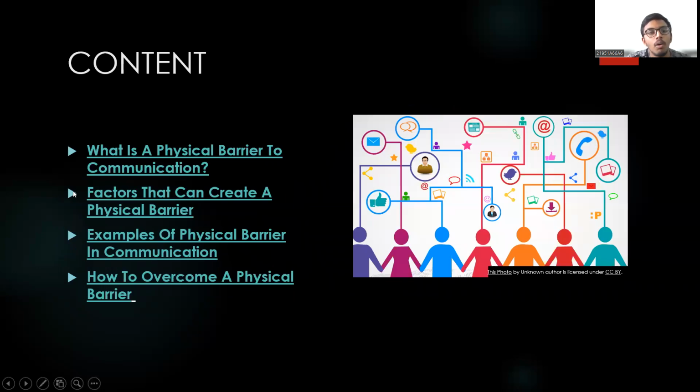Content. What is a physical barrier to communication? Factors that can create a physical barrier. Examples of physical barriers in communication. How to overcome a physical barrier.